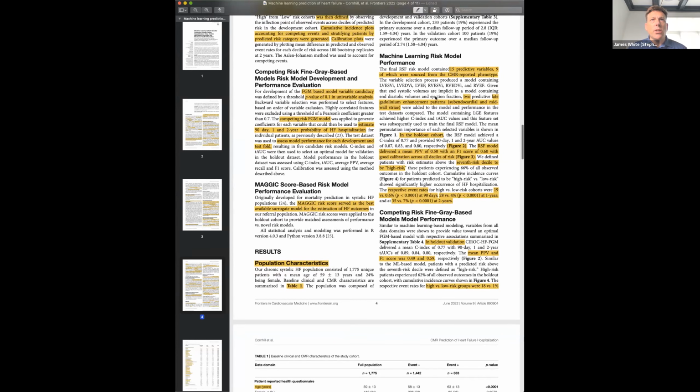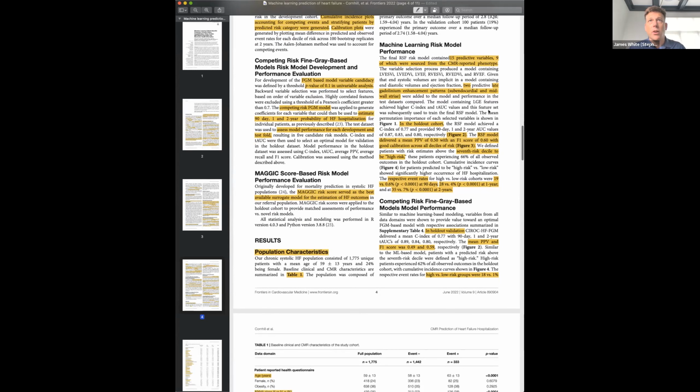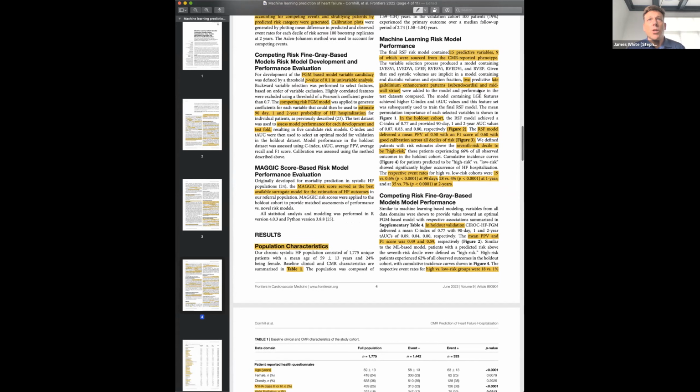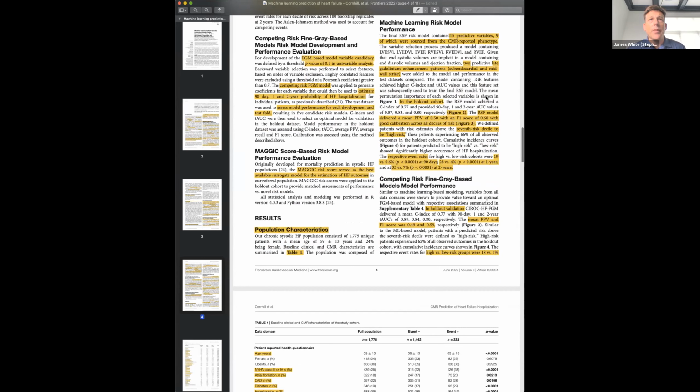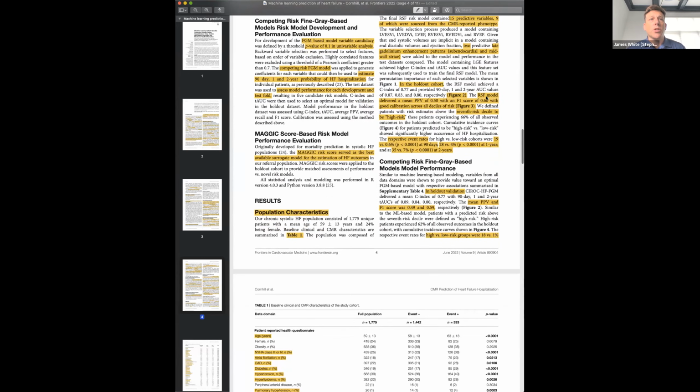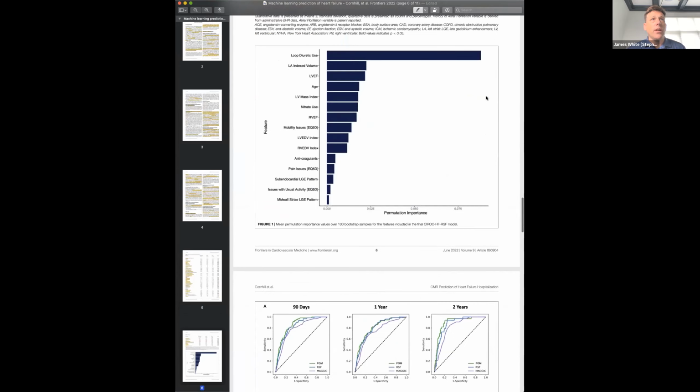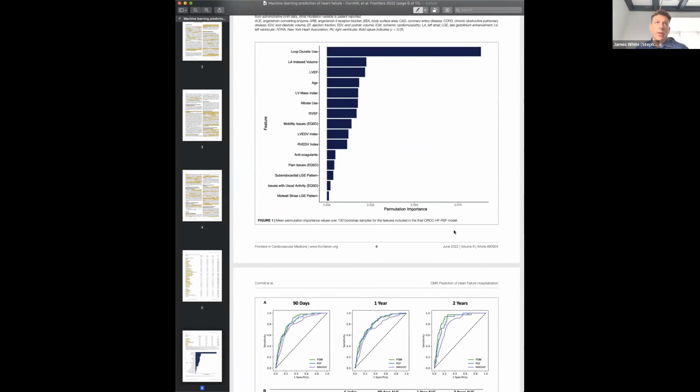So as far as the machine learning based model, it selected 15 predictive variables, 9 of which were from the CMR phenotype. I'll list them for you in just a second. But importantly, a lot of these were volumetric markers from both the left and right ventricle, including the left atrium, I think got in there as well. But also we included subendocardial and midwall striae. The performance of this model, actually I'll jump down here. These are the variables that it ended up including.